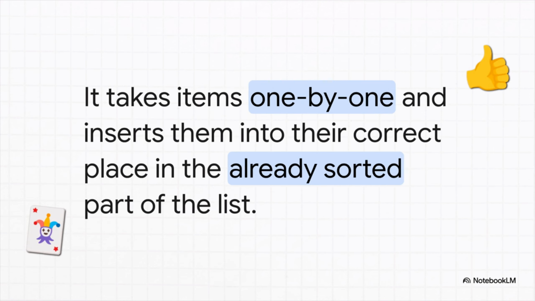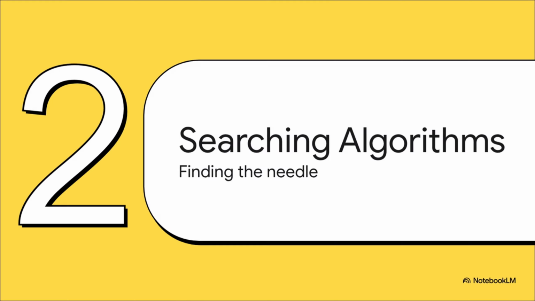And then there's insertion sort. I promise you've probably done this without even realizing it. Just think about picking up a hand of playing cards. What do you do? You take one card at a time and you slide it into its correct spot among the cards you're already holding. That's it. That's insertion sort. It's really intuitive, and it's super efficient for smaller lists, or lists that are already pretty close to being in order.